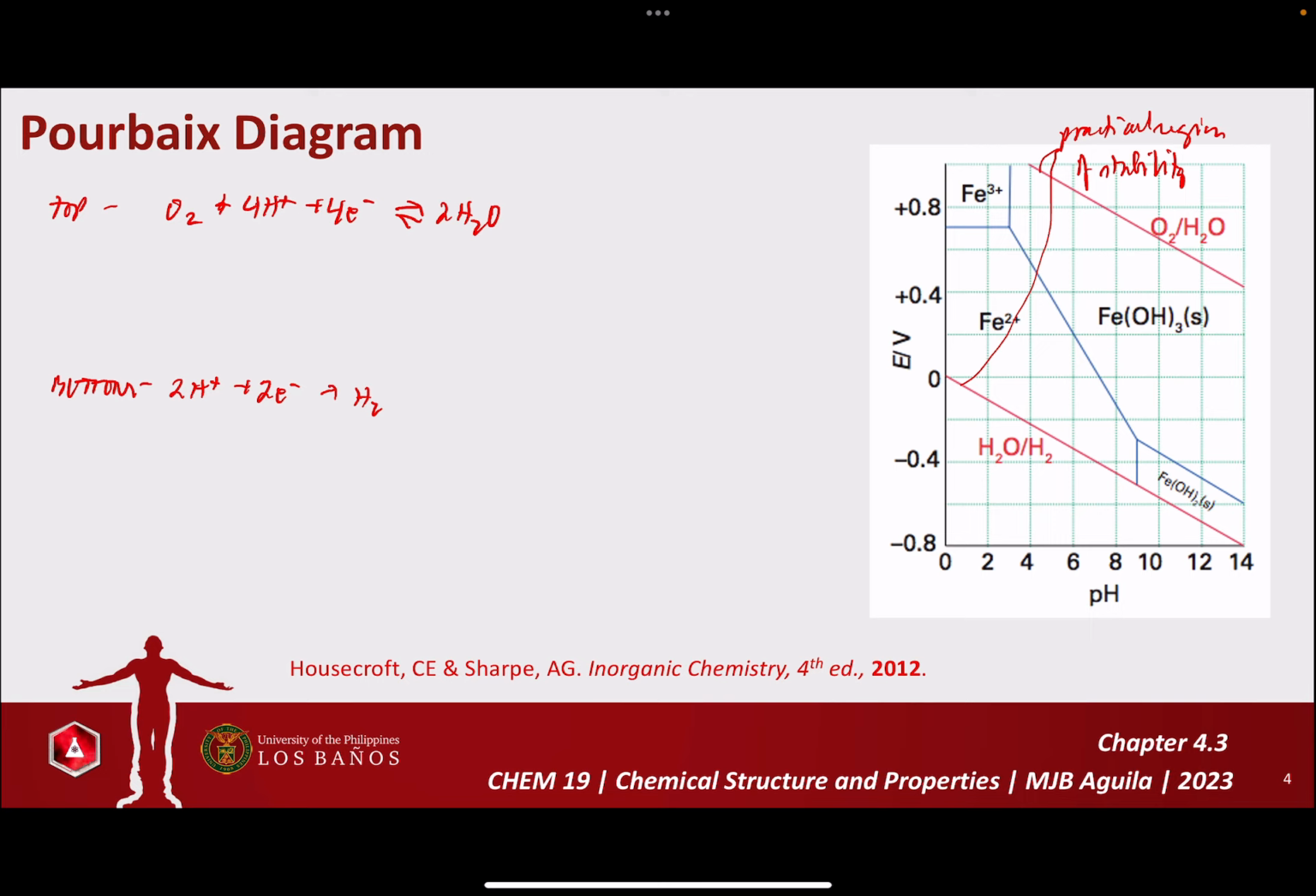So beyond this top line, water now will break down and liberate oxygen. So we have liberation of O2 and acidification, because the reverse process now will be more important. So water will break down to give you O2 plus 4H plus and 4 electrons. So basically water is oxidized to O2.